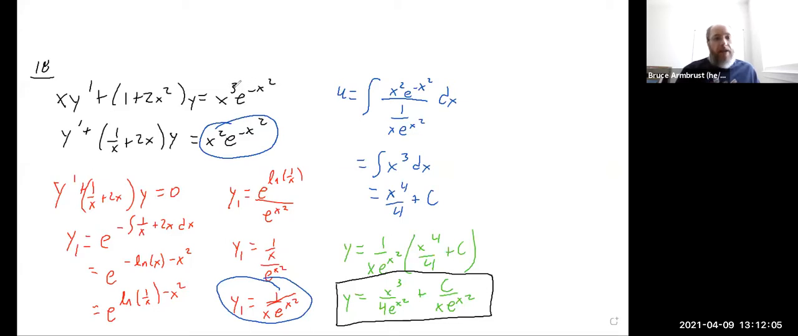And we could check it, right? We could differentiate this thing, put that in for the y prime, multiply it by x, take it, multiply it by 1 plus 2x squared, group like terms, and what we should end up with is x cubed e to the minus x squared, if we did it right. But I feel like we're okay in terms of our steps.